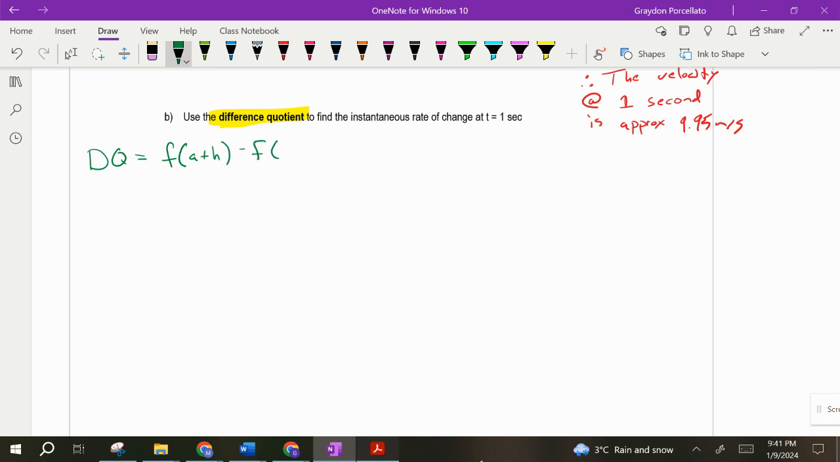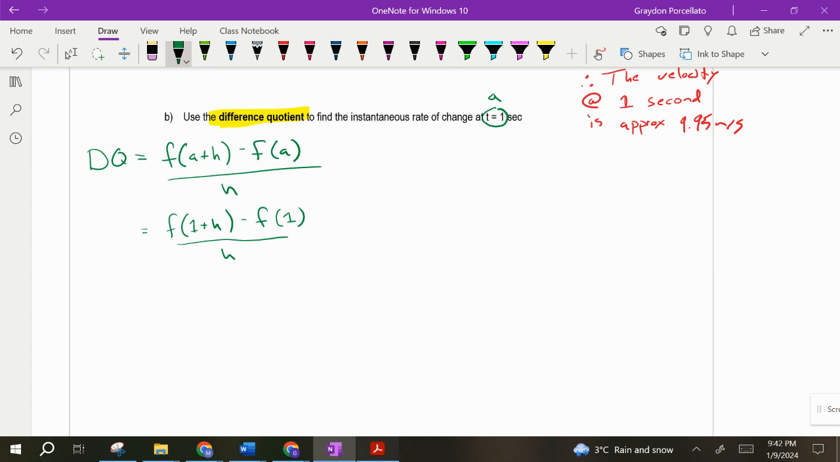Minus f of a all over h. Now, in this question, it's telling us the value that we're focused on. So our a value is 1. So I'm going to sub in. I'm going to say, okay, well, f of 1 plus h minus f of 1 all over h.